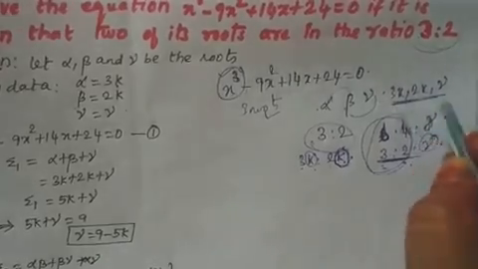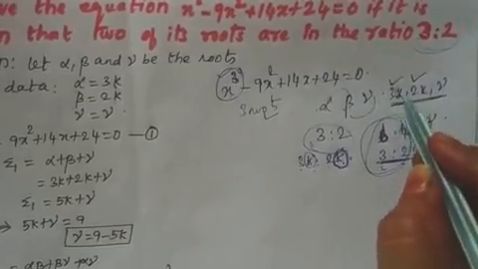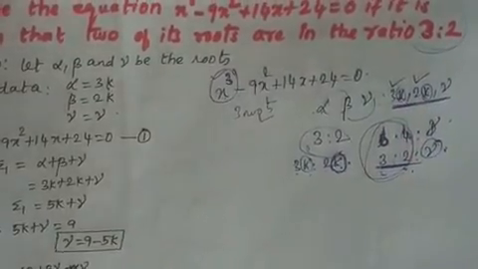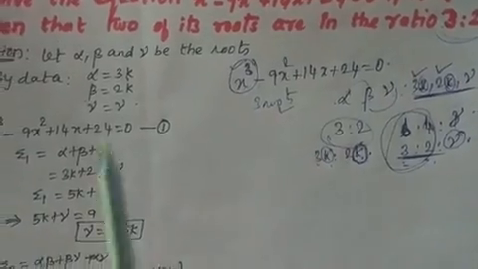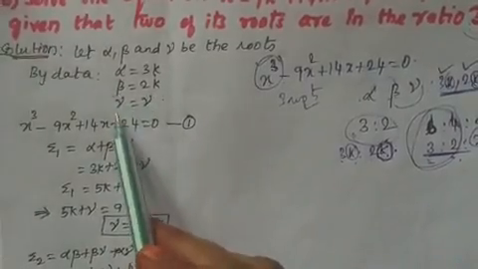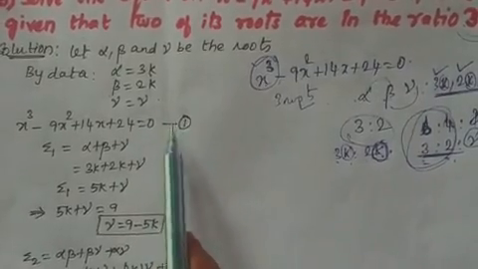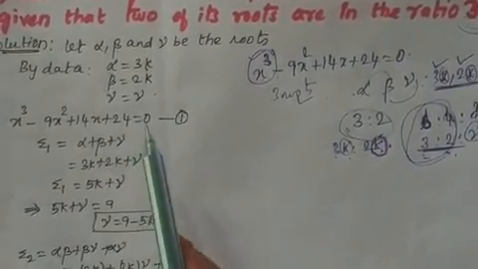Now see the 3 roots. The first root and the second root are in the ratio 3:2. K can take any constant multiple there. It is not a problem. Okay, good. Now what is alpha? 3k. What is beta? 2k. What is gamma? Gamma. Now take and write the given equation. I am going to name it as 1. In the same way, I am going to find sigma 1, sigma 2, everything.